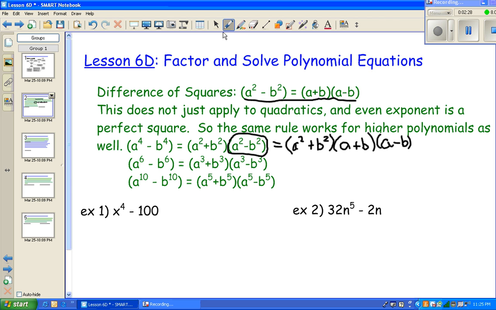So if we look at our first example, we have x to the fourth minus 100. We know this is a difference of squares because x to the fourth can be broken down into x squared times x squared, and 100 can be broken down into 10 times 10. So if we clean this up, you're going to get x squared plus 10 and x squared minus 10.